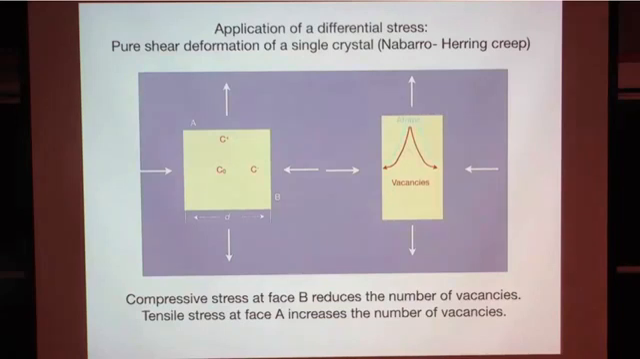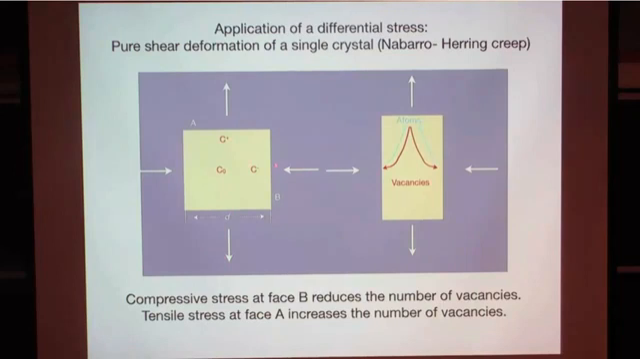The idea is that you need a differential stress, so a stress difference. You have this very idealized crystal here. You have two sides, A and B, and you have a maximum compressive principal stress across B and a lower stress across the face A.